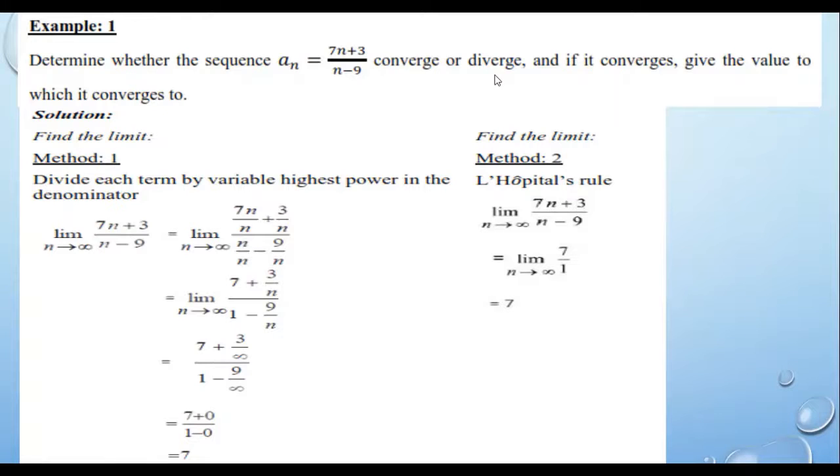So what is the answer? The question was saying give the value to which it converges. So this is the answer: this sequence a_n is converging to the value of 7. You are getting a definite value, so this sequence is converging. So remember, you just have to find the limit, get the answer, and you will know whether it's converging or diverging and to which value it is converging.